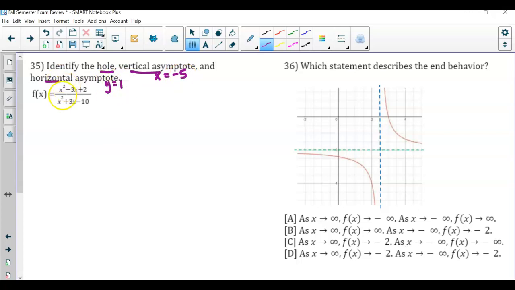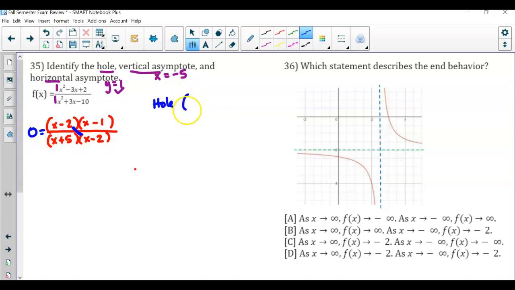Remember, horizontal, the degrees are the same, so take the coefficients, which are 1 over 1, which is 1. So far, so good. Then we need to factor. What numbers multiply to get 2 and add to get negative 3? Negative 2 and negative 1. Then in the denominator, what factors multiply to get negative 10 and add to get 3? Positive 5 and negative 2. Then remember the common factor, which is x minus 2. That is your hole.